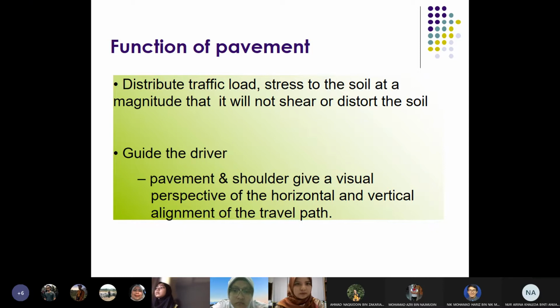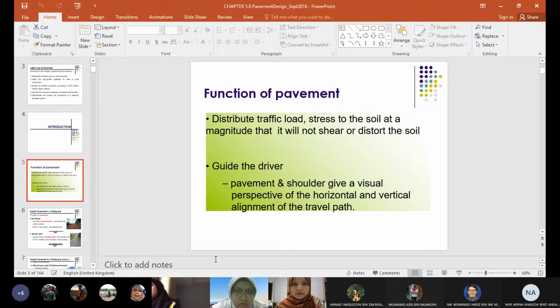Okay, so lagi kita cuba go through on the line. Okay, what is the function of the pavement? Kenapa kita provide pavement? It is actually to distribute the traffic load. Okay, of course, kita nak distribute traffic load. Okay. Number 2 is to guide the driver.